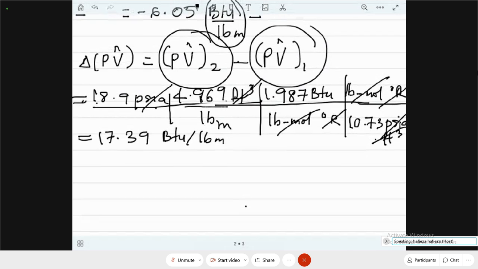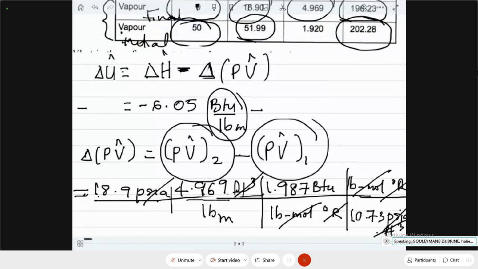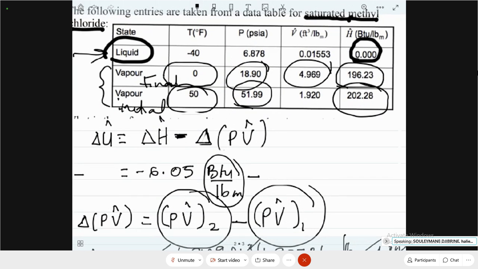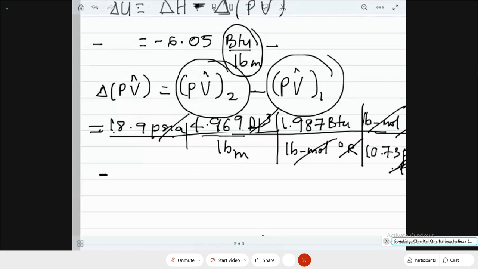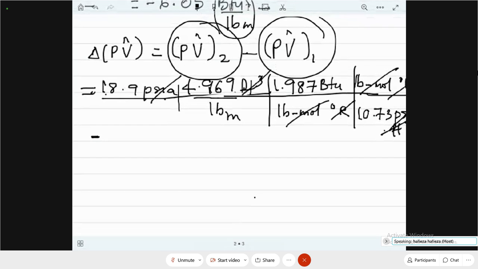This is not equal. This is minus the second part. So let's erase this part. We remember that value 17.39. We need the minus sign. So now let's go to minus the second pressure. No, the initial pressure. The initial pressure is at what temperature, guys? 50 degrees. Okay, so pressure 51.99. So we need 51.99.